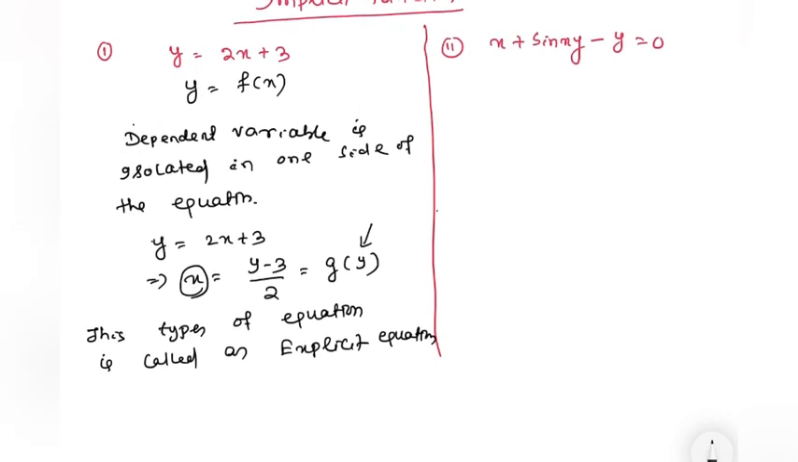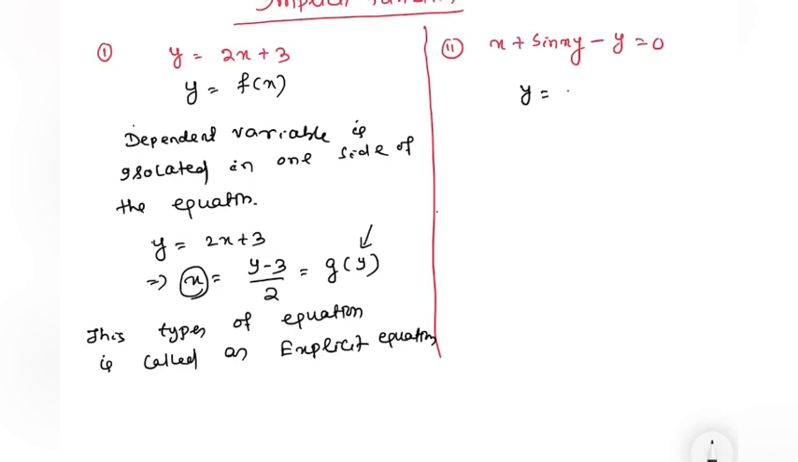Coming to the second one, you see y is equal to x plus sin xy. Look at this equation. Can you isolate y on one side of the equation? No, it's not possible. You cannot isolate y in terms of x on one side of the equation. Expressing y in terms of x is not possible for this equation.